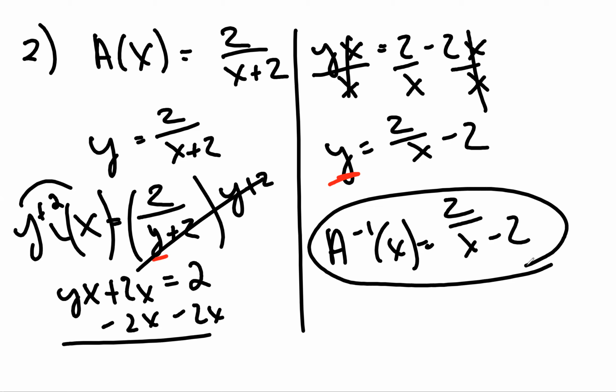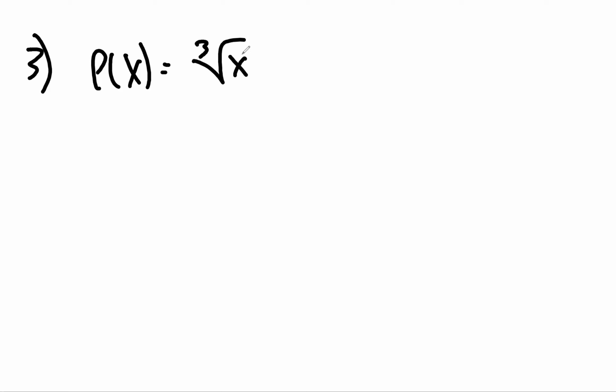Okay, so now we're just going to try another one. And there are lots of different ways that these things look. And so this one looks a little different. If I have p of x, and that is equal to the cube root of x, and then on the outside, minus 4. My goal is the same. Rewrite this using a y notation.